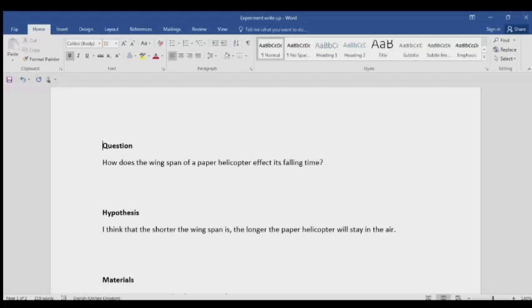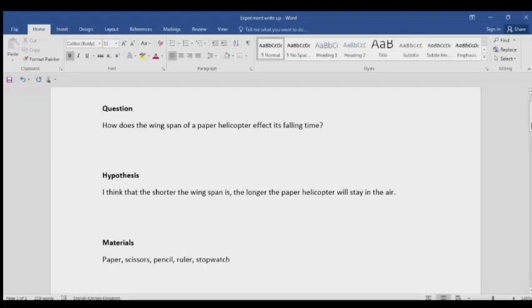So the first thing we're going to look at is the question, and our question is going to be, how does the wingspan of a paper helicopter affect its falling time? So everybody will need to have the exact same question as me, or maybe slightly paraphrased, but pretty much the exact same question as me. The second thing we're going to look at is the hypothesis. And the hypothesis is what we think is going to happen.